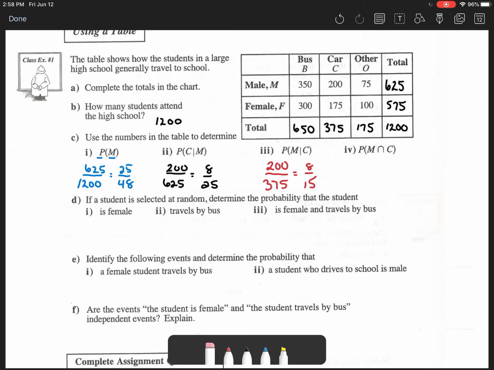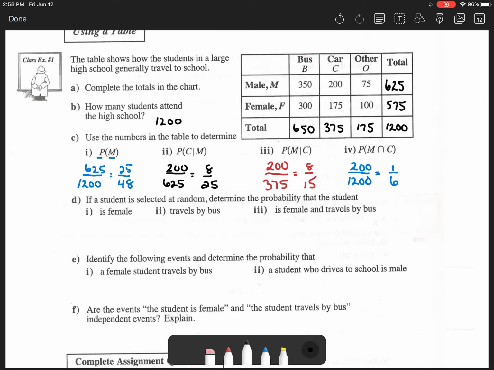All right, and the last one is the probability of M and C, the probability that we're dealing with male and car. So we want to know where male and car overlap, and that's this 200, isn't it? So it's 200 out of the total of 1,200 students. Okay, so 200 over 1,200, reduce that to 1 over 6. So there's the first little set of calculations we have to do.